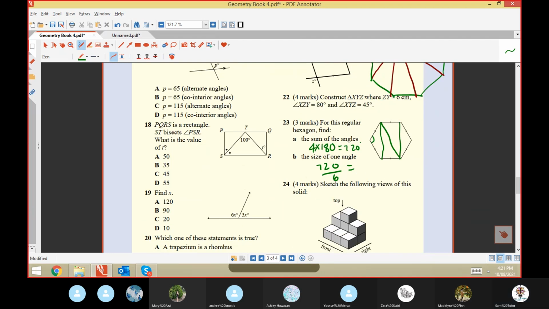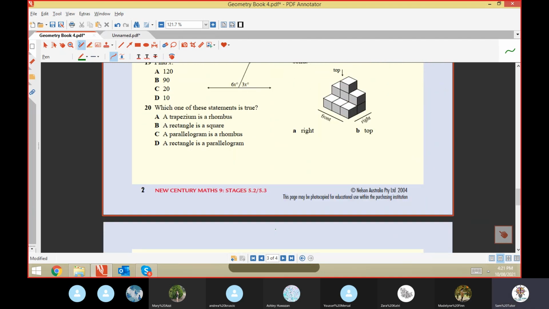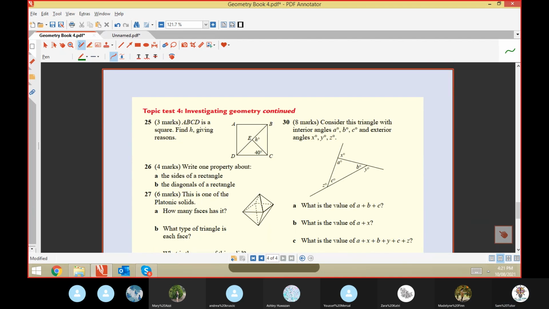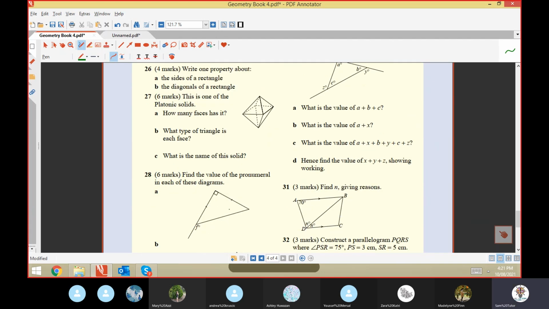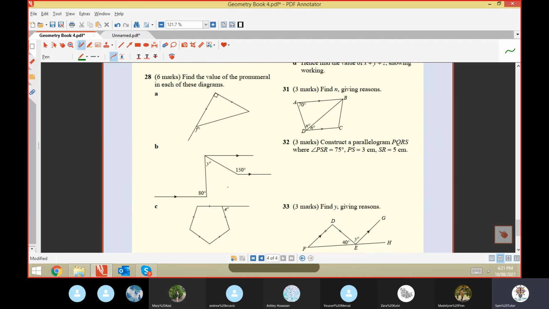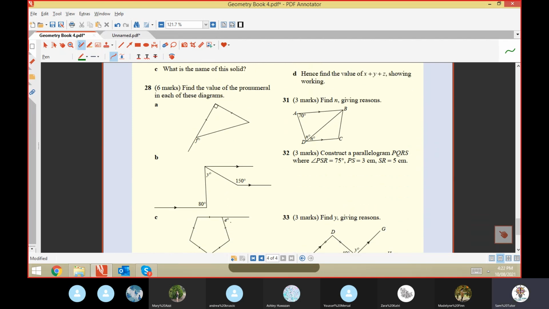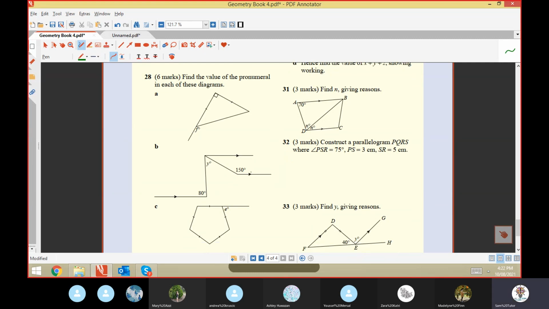Okay. The rest of that was okay. 25 was actually okay because that was a square. And I think there was another one. Oh yeah, there it is. That one, 28B. Okay, so a lot happening. Yeah, we've got 1, 2, 3 parallel lines. 1, 2, 3 parallel lines.